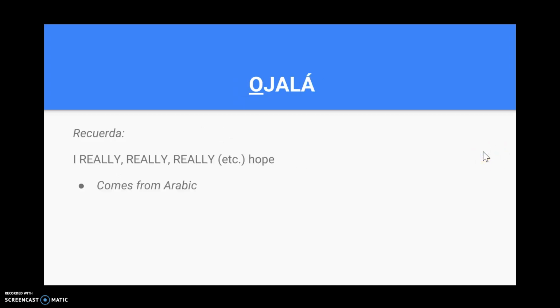And ojalá we went over briefly in class last week. It means I really, really hope, and it actually comes from the Arabic praise Allah, because southern Spain, as we know, is very close to northern Africa, and the Spanish language is in some areas especially very strongly influenced by Arabic due to the influence of North African culture on Spain for several hundred years, a long time ago. So ojalá you can translate as I really, really hope. What it really kind of means is like I beg to God or I pray to God.